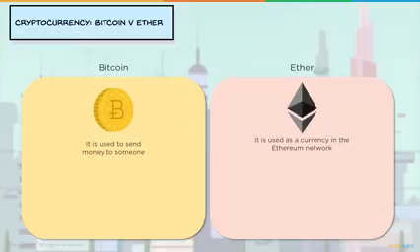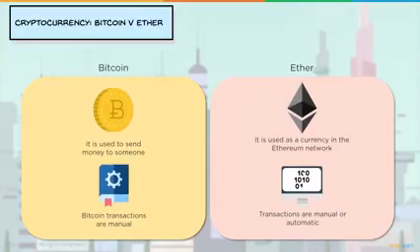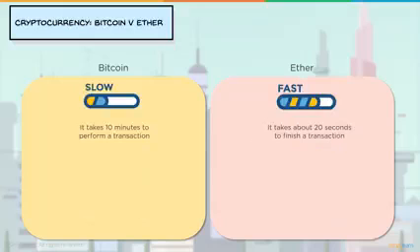Ether is used as a currency within the Ethereum network, although it can be used for real-life transactions as well. Bitcoin transactions are manual, which means you have to personally perform these transactions. With Ether, you have the option to make these transactions manual or automatic, or programmable, which means that these transactions will take place when a certain condition has been met. For Bitcoin, it takes 10 minutes to perform a transaction, which is the amount of time it takes for a block to be added to the blockchain. With Ether, it takes about 20 seconds to do a transaction.